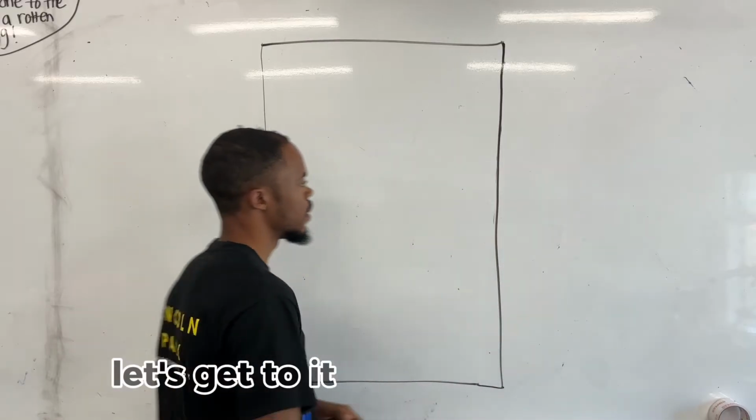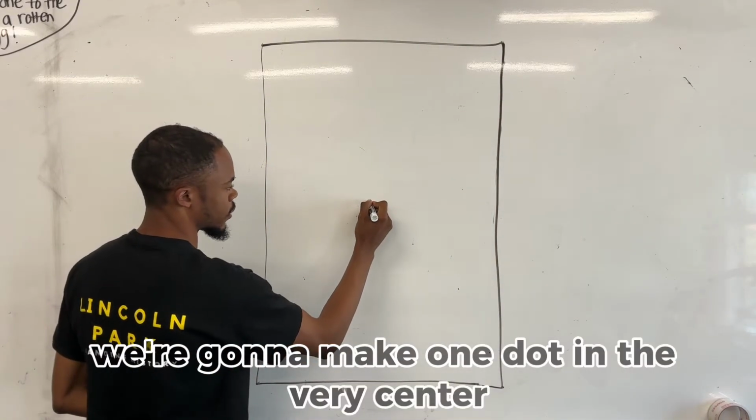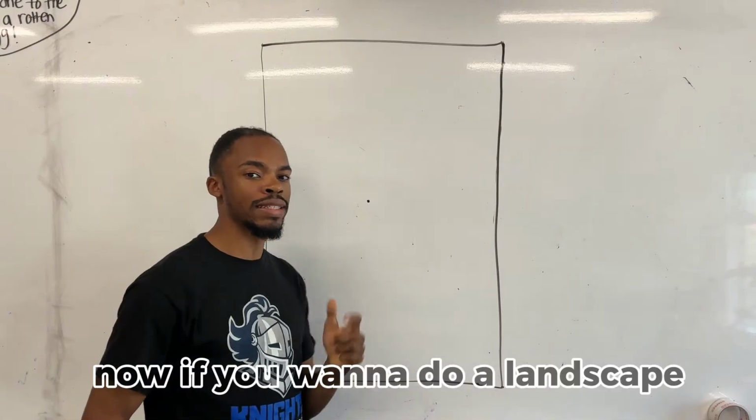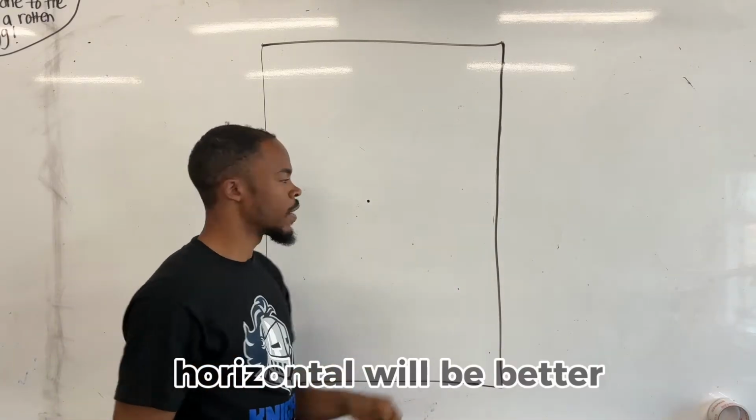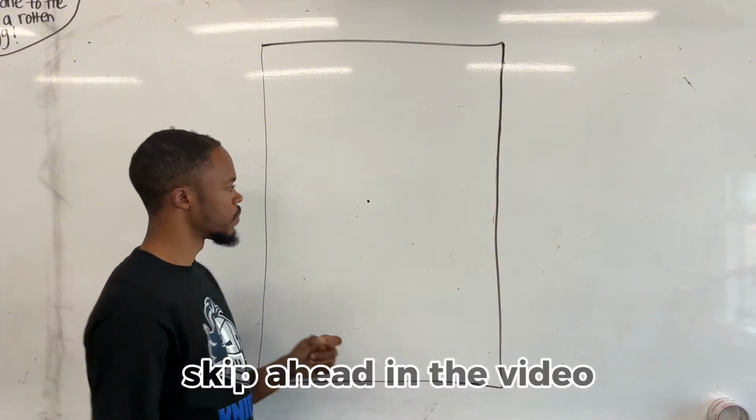Let's get to it. On our blank page, we're going to make one dot in the very center. Now, if you want to do a landscape, horizontal will be better. I'm going to do a cityscape first, so if you want to do a landscape, skip ahead in the video.